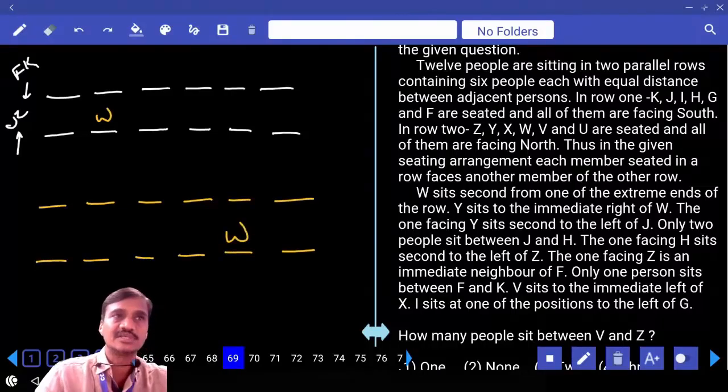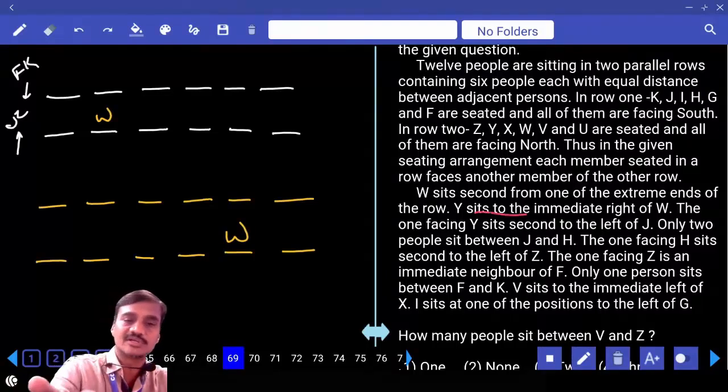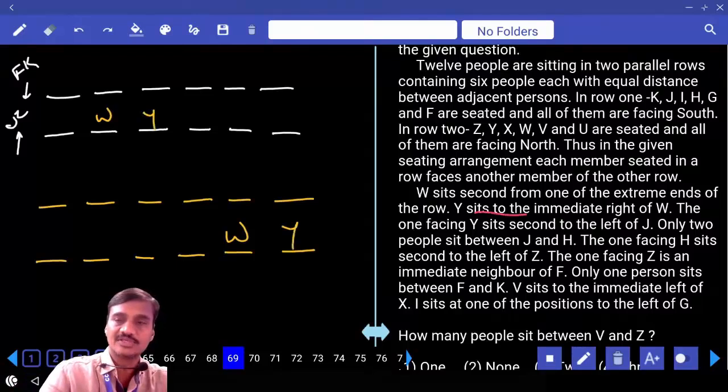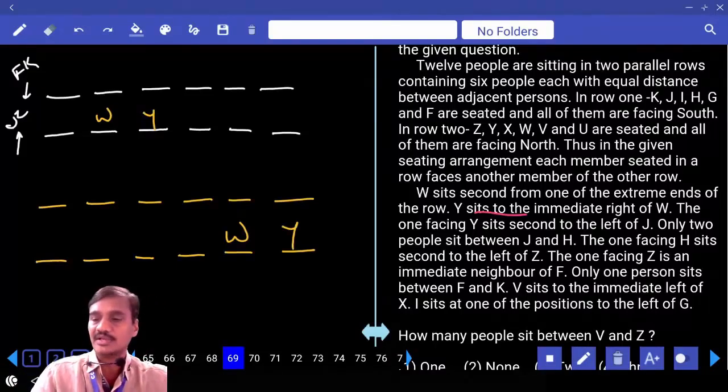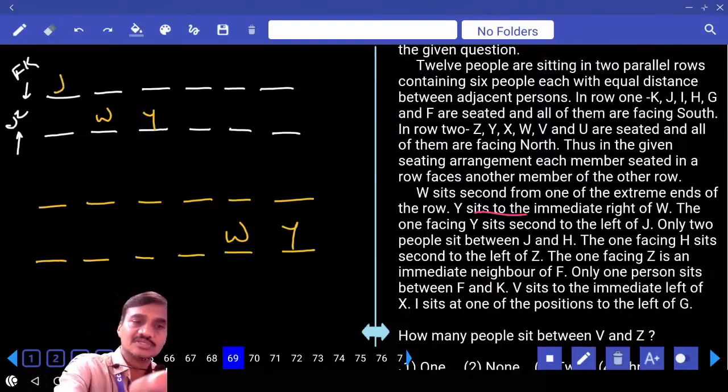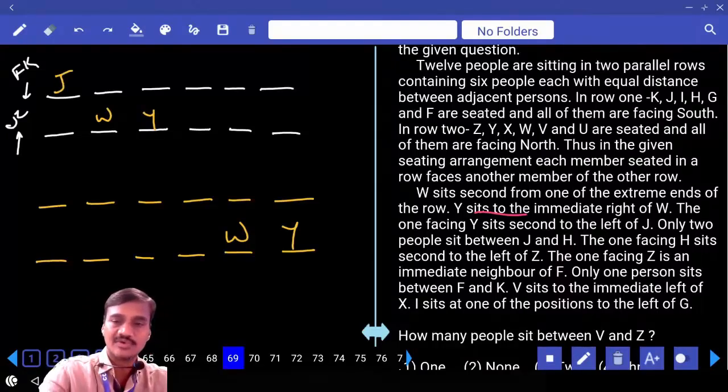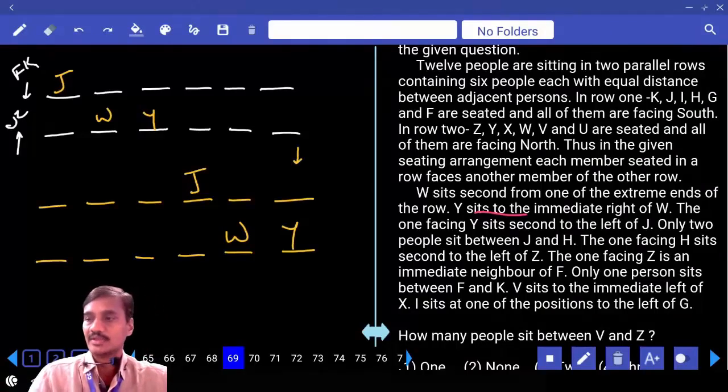And W is seated second from one of the extreme ends of the row. And Y sits to the immediate right of W. Here Y is to the immediate right of W. And the one facing Y sits second to the left of J. Now this person is seated second to the left of J. The one who is facing Y is seated second to the left of J. J is here. And next one, only 2 people between J and H.